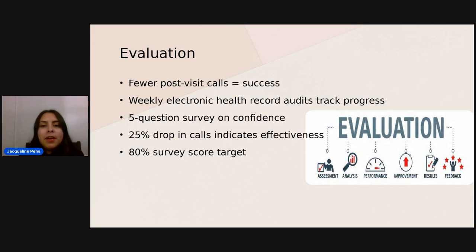Possible barriers to evaluation are inability to get a hold of the caregiver by phone or inability of the caregiver to get to the follow-up appointment due to issues such as transportation.